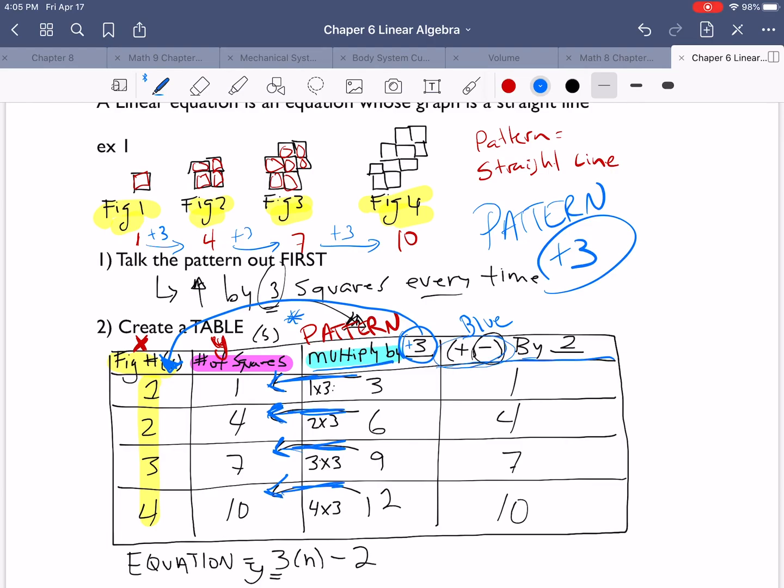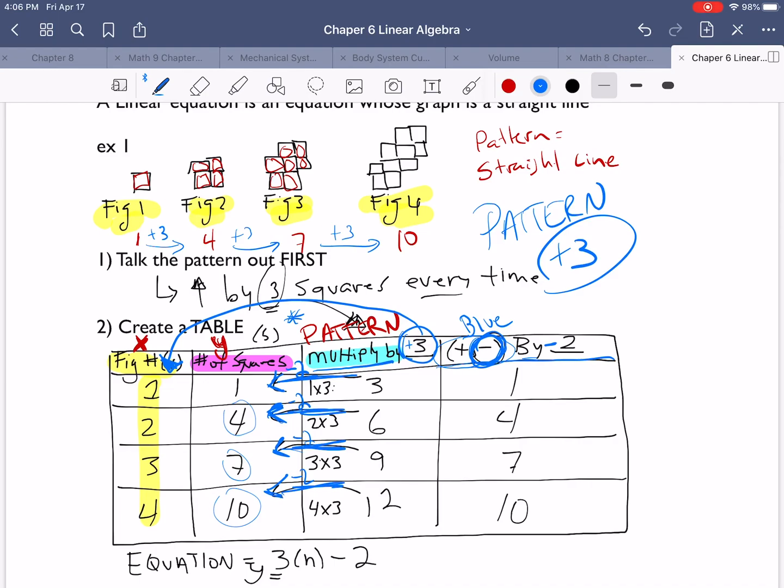pattern. So you ask yourself, how did I get from 3 to 1? Well, if I think about that, 3 minus 2 is 1. So that's that one right there, that blue there. 6 minus 2 happens to be 4. So that's good. 9 minus 2 happens to be 7. 12 minus 2 happens to be 10. So guess what? This number up here is minus 2. That's the new part of your equation.